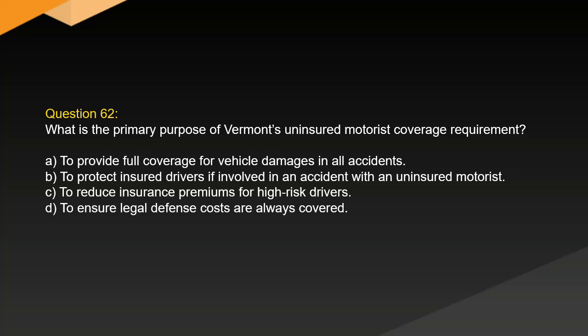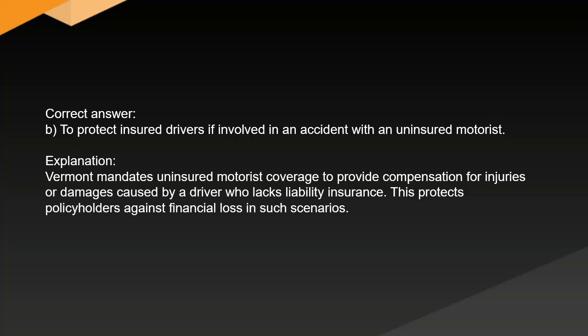Question 62. What is the primary purpose of Vermont's uninsured motorist coverage requirement? A. To provide full coverage for vehicle damages in all accidents. B. To protect insured drivers if involved in an accident with an uninsured motorist. C. To reduce insurance premiums for high-risk drivers. D. To ensure legal defense costs are always covered. Correct answer: B. To protect insured drivers if involved in an accident with an uninsured motorist. Explanation: Vermont mandates uninsured motorist coverage to provide compensation for injuries or damages caused by a driver who lacks liability insurance. This protects policyholders against financial loss in such scenarios.